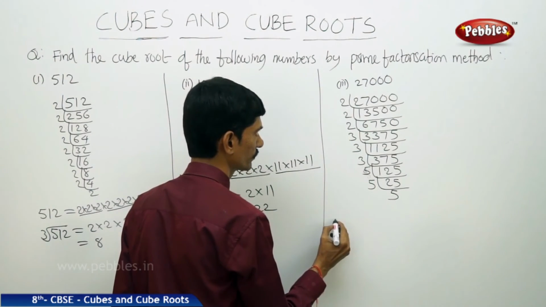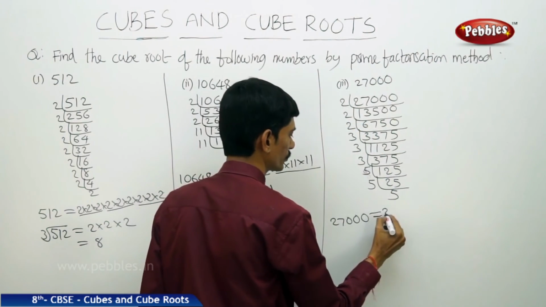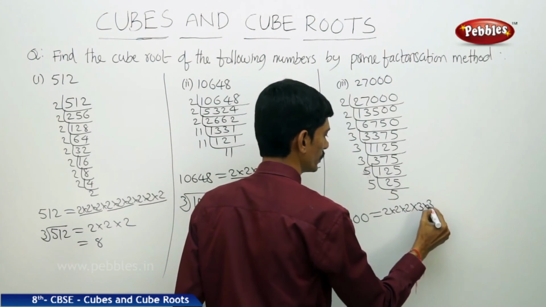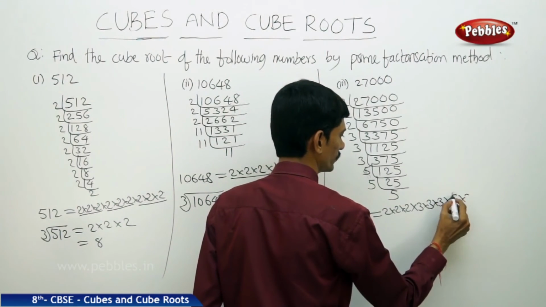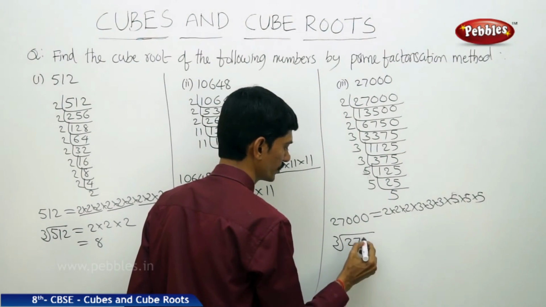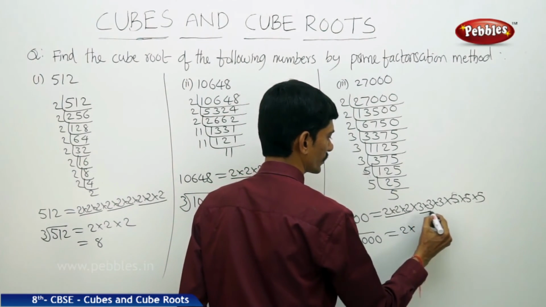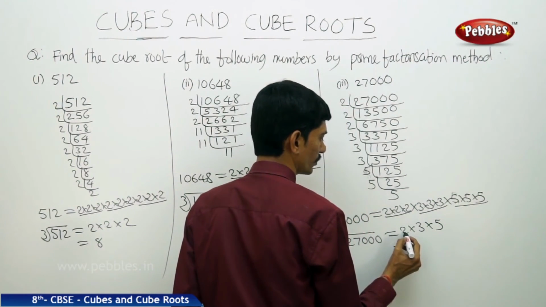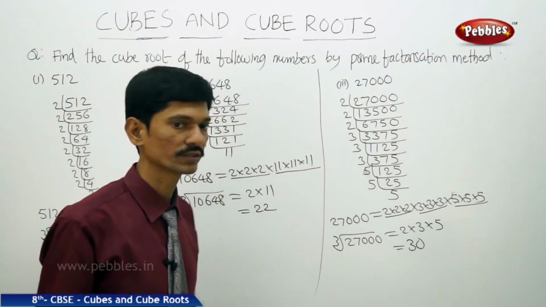So we can write that 27,000 equals: there are 3 2s, 2 into 2 into 2, there are 3 3s, 3 into 3 into 3, and there are 3 5s, 5 into 5 into 5. Now the cube root of 27,000 equals: for these 3 2s we can take one 2, for 3 3s one 3, for 3 5s one 5. This equals 2 3s are 6, 6 5s are 30. So 30 is the cube root of 27,000.